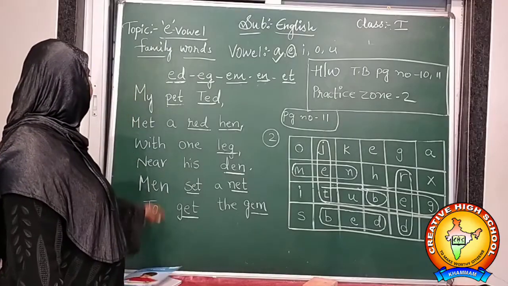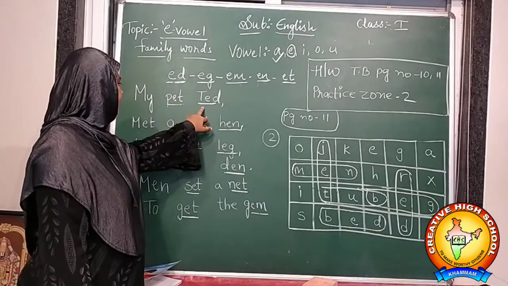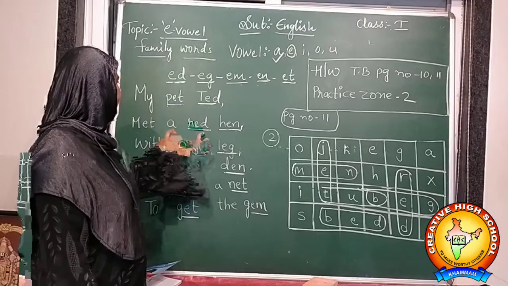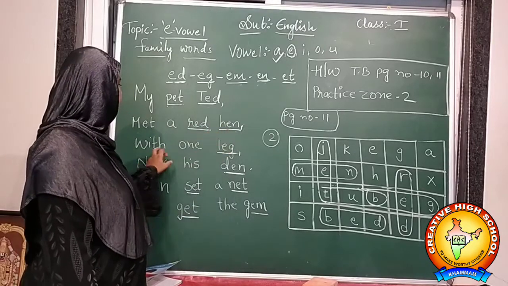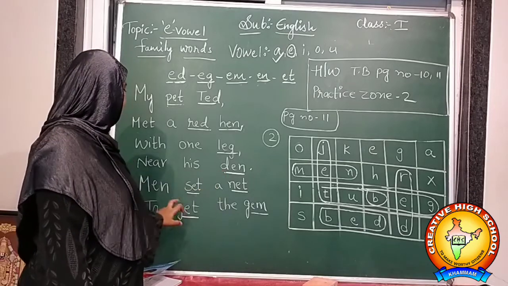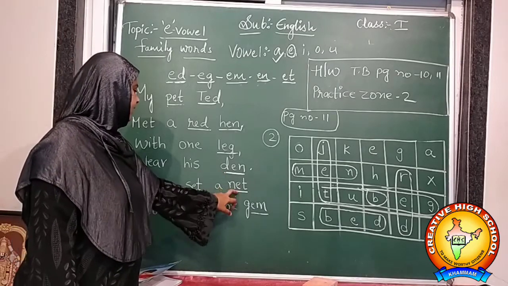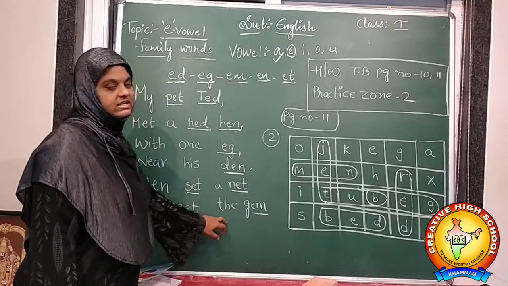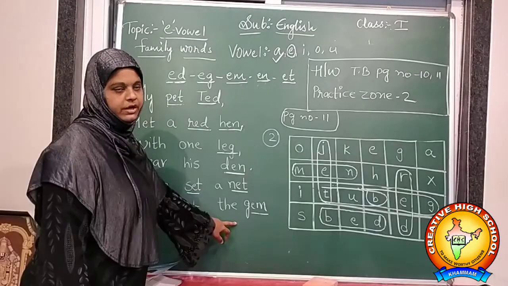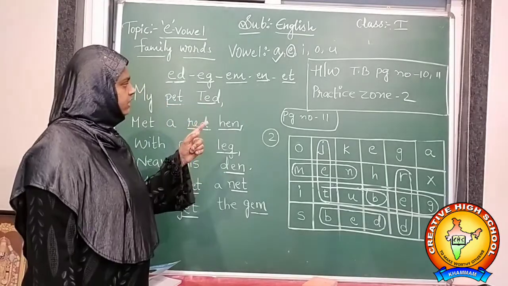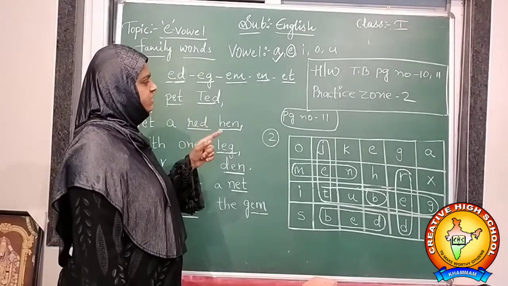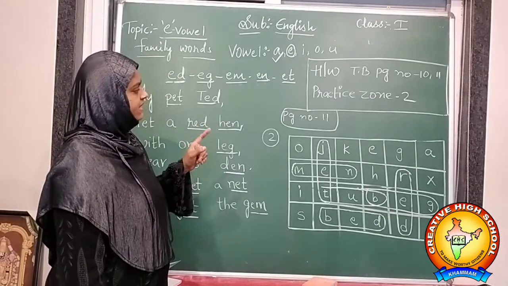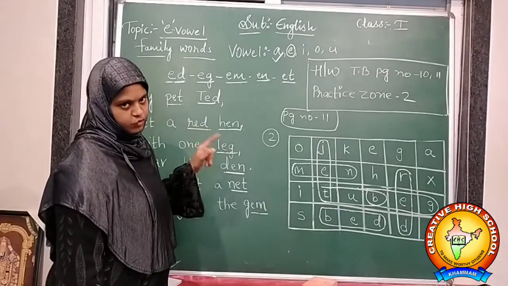The gem. Okay, once again. My pet Ted met a red hen with one leg near his den. Men set a net to get the gem. Got it? Homework is textbook page number 10 and 11, practice zone. You have to do it as homework.